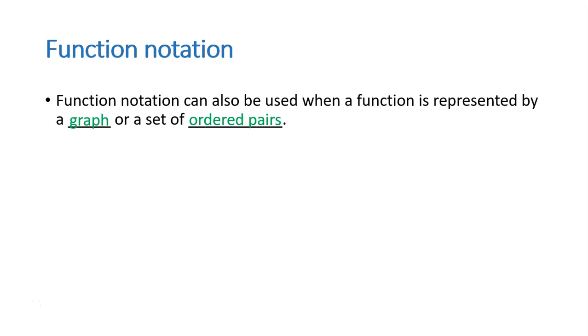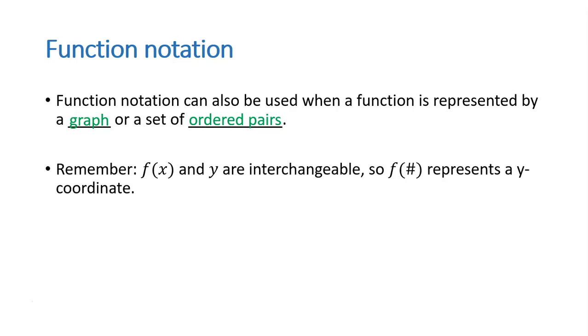Although function notation is typically used with a function written in equation form, we can also use it when we're talking about ordered pairs or a graph. So the idea of relating the input and output in a strategic way can be done regardless of how the function is written. So one thing to keep in mind is that f of x and y are interchangeable, as we mentioned before. So anytime we have f of some number, that means we're looking for a y value or a y coordinate. So particularly when we're talking about ordered pairs or a graph, anytime we have f of a number and maybe we don't have a rule to directly find the output from the input, what we're looking for is a y coordinate.